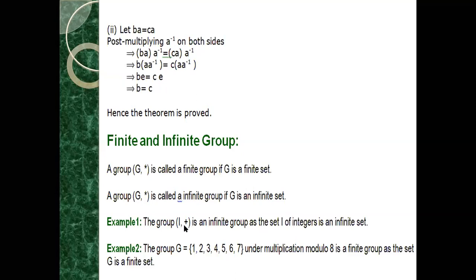Here I represents the integer set, and plus is a binary operation on the given integer set. It is an infinite group because the set of integers is an infinite set. Another example: the group G is equal to the set 1, 2, 3, 4, 5, 6, 7 under multiplication modulo 8. It is a binary operation, and it is a finite group as the set G is a finite set. That's why this group G is a finite group. Thank you.